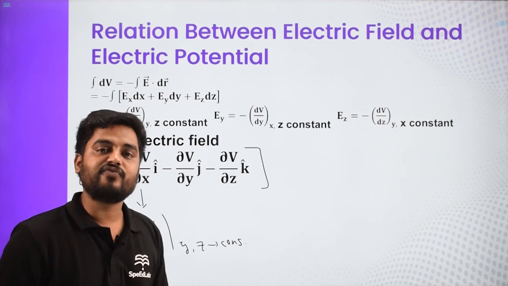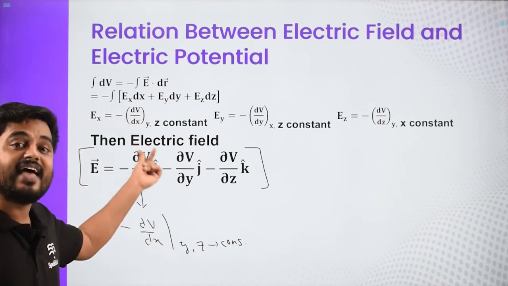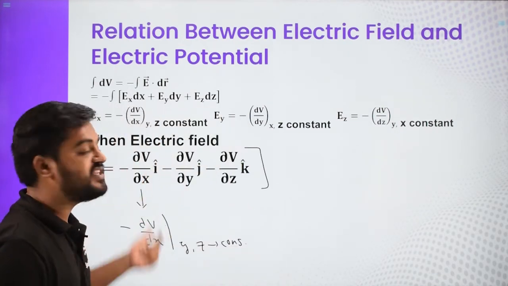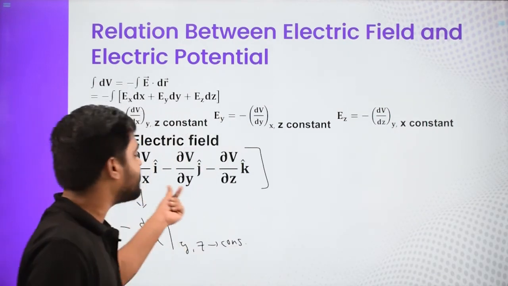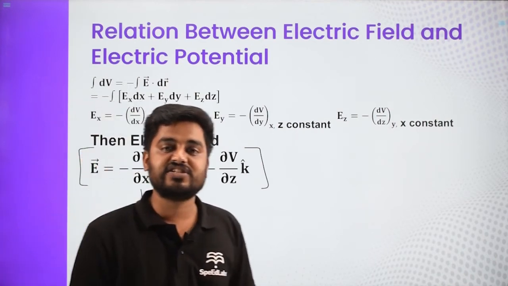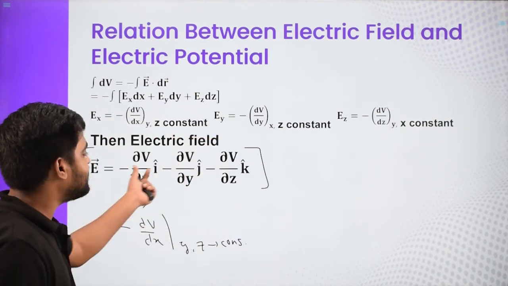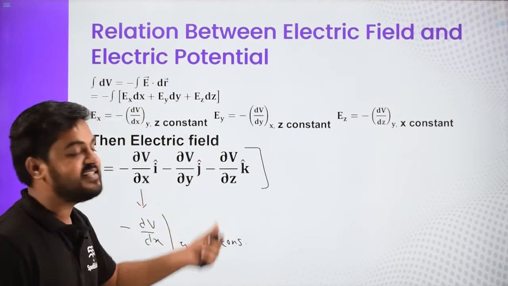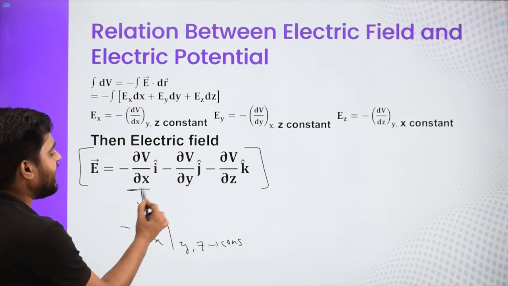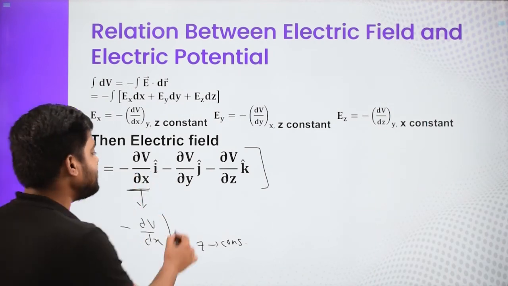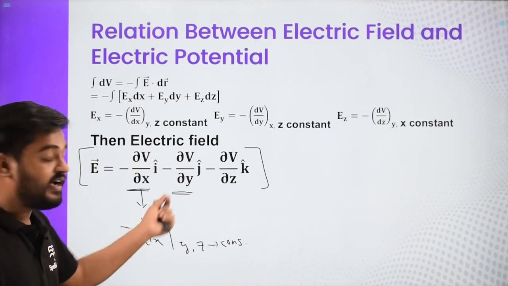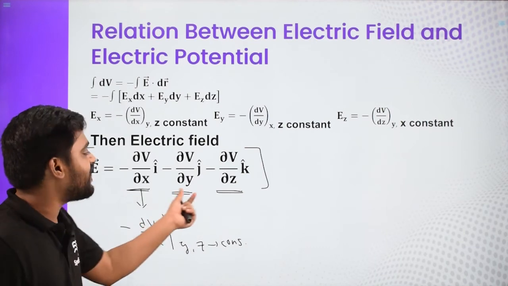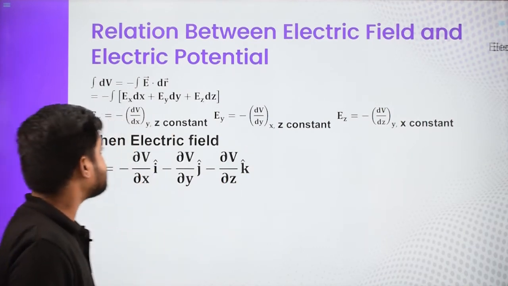So there was a formula for force. Force is nothing but minus del U by del x. The force is the negative of the differentiation of potential energy with respect to x, y and z, and that was also partial differentiation. Similarly, the electric field is also the negative of the partial differentiation of potential with respect to x, y and z, one by one. So when you differentiate with x, you get the i component. When you differentiate with respect to y, you get the j component, and when you differentiate with z, you get the k component. Those are the x, y and z components respectively.